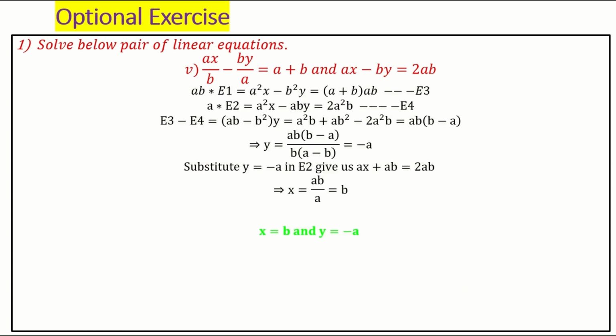Okay, this is also the same. You check what you are going to multiply. AB is the LCM here, so multiply this equation with AB, and then you form the equation there. Okay, so once you have your equations, then subtract them properly. You will get x equal to b and y equal to minus a.